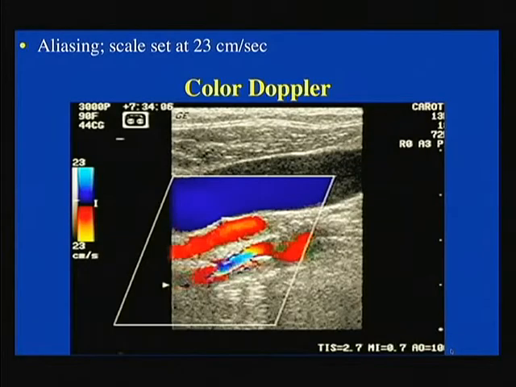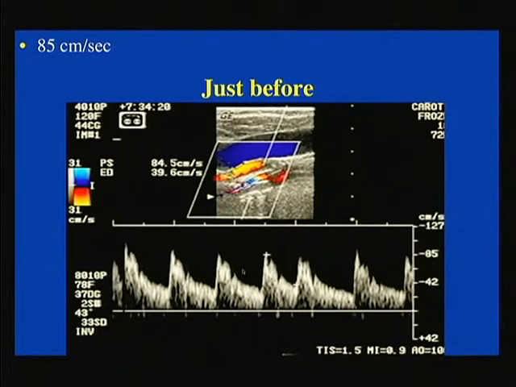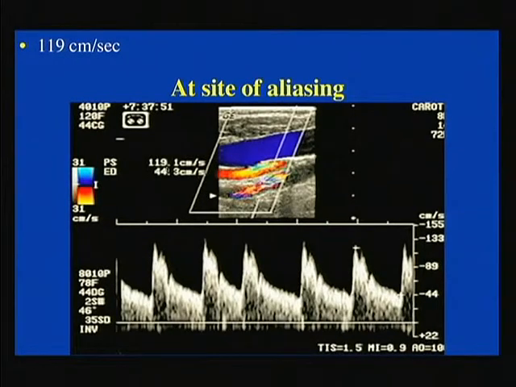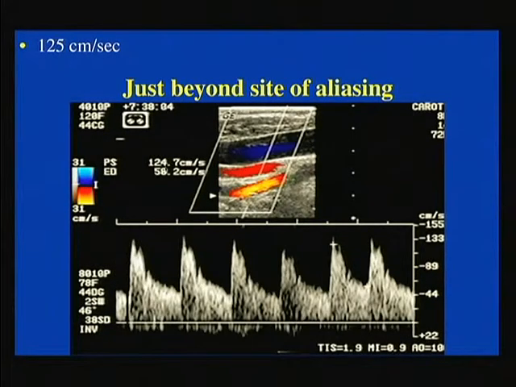Case number 6. So we have a site of aliasing in the internal carotid artery, right there. We have a velocity of 85 centimeters per second. We have, at the site of aliasing, about 119. A little bit downstream, close to some spectral broadening, about 125. Subtle differences. Sometimes that point of maximal velocity can vary a little bit in the course of the artery. And here you are.